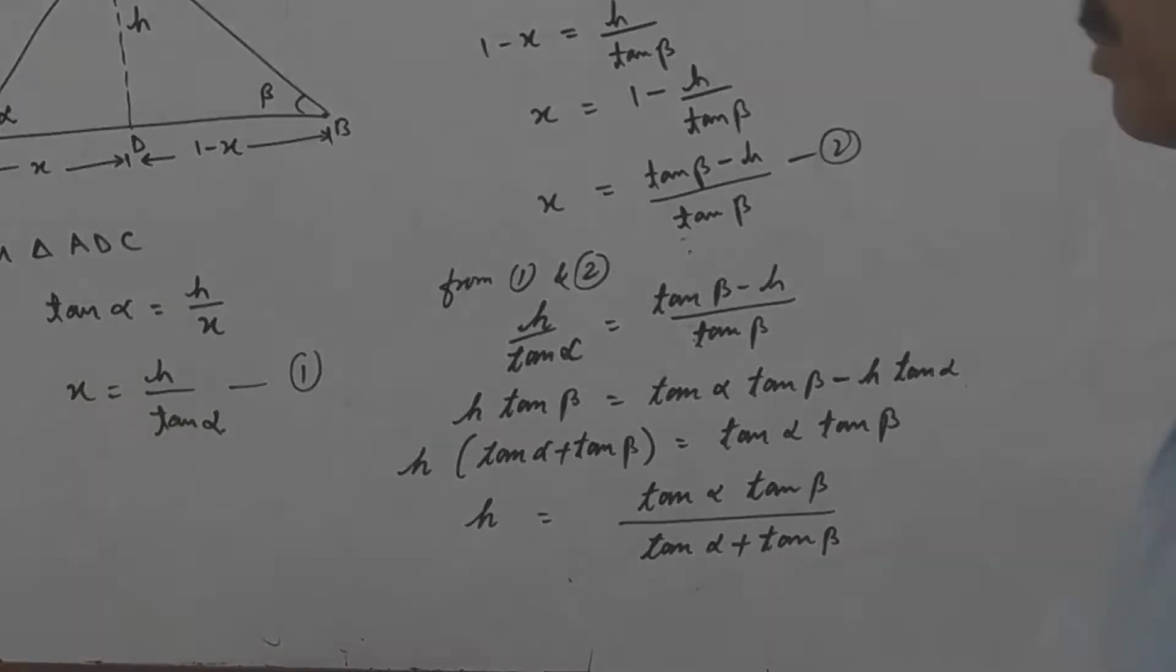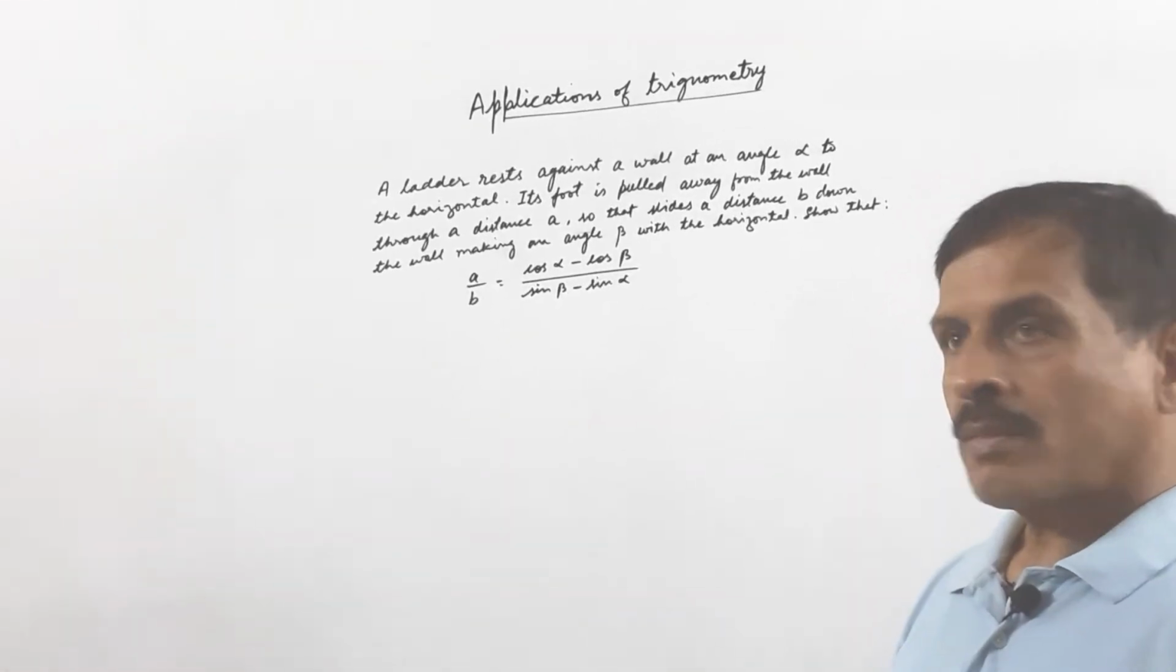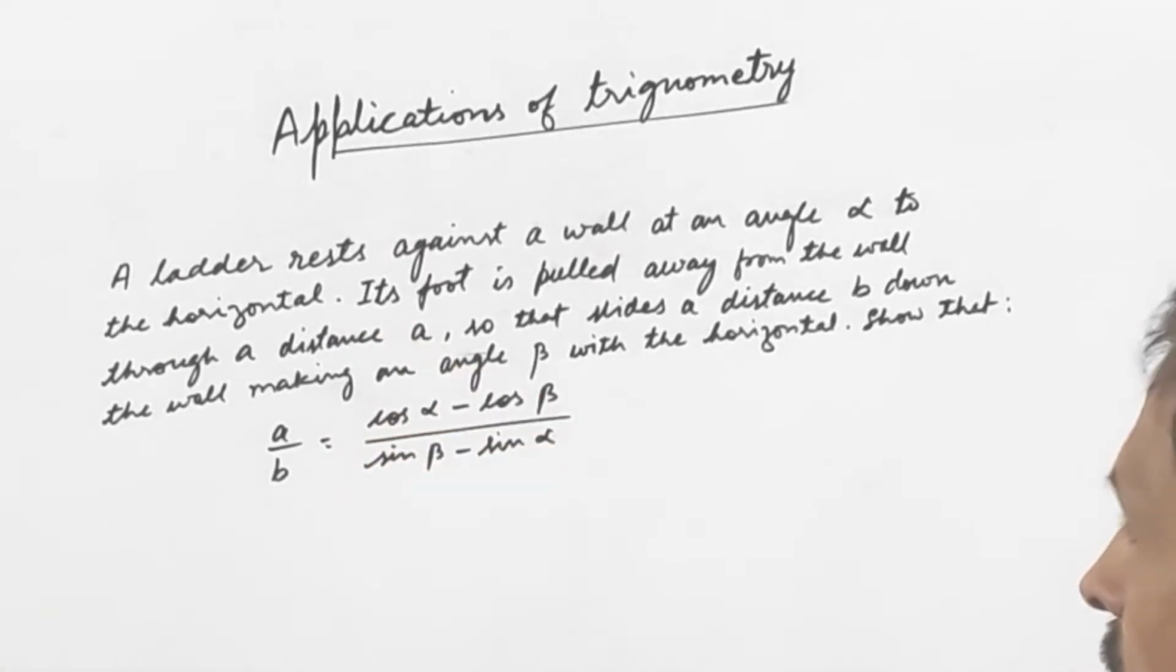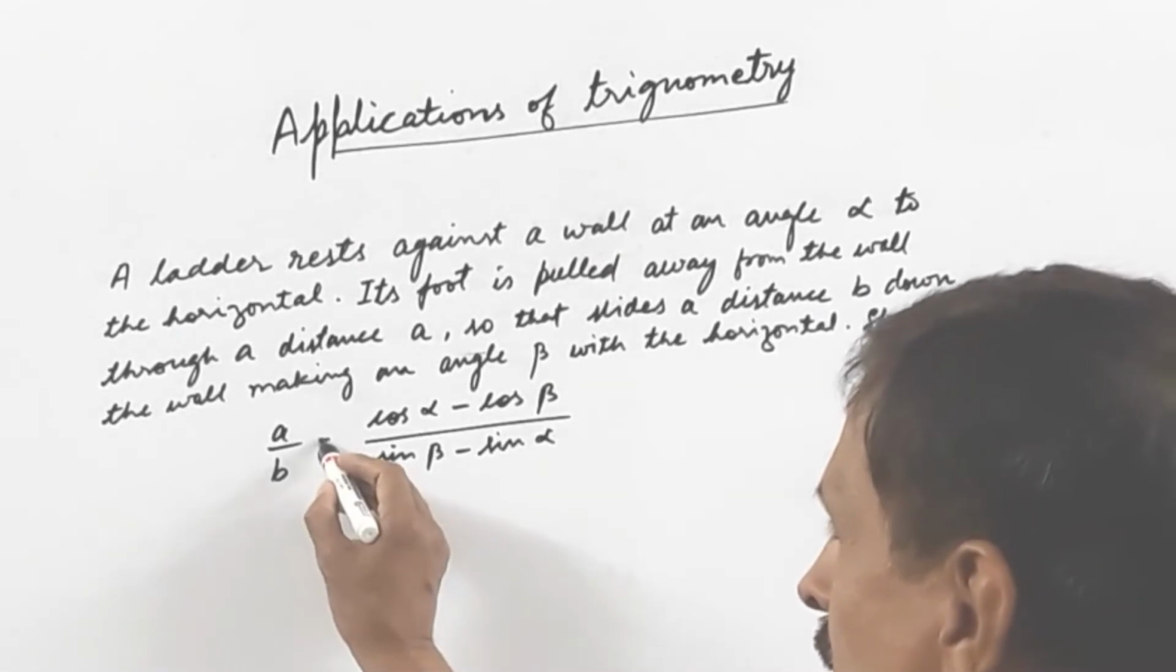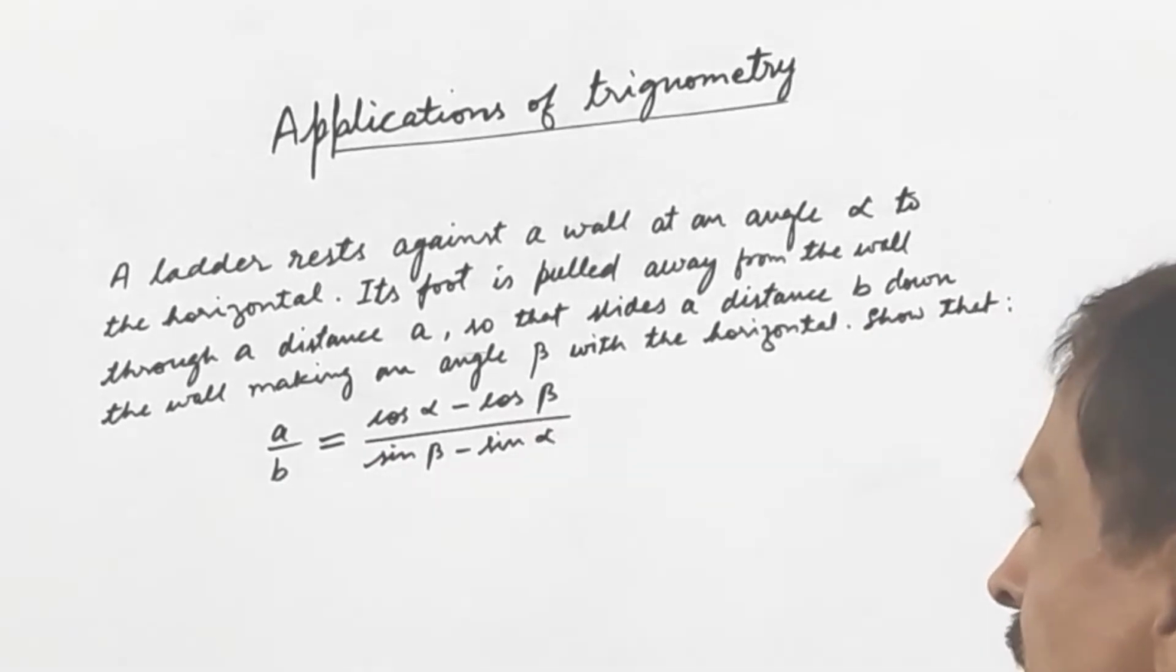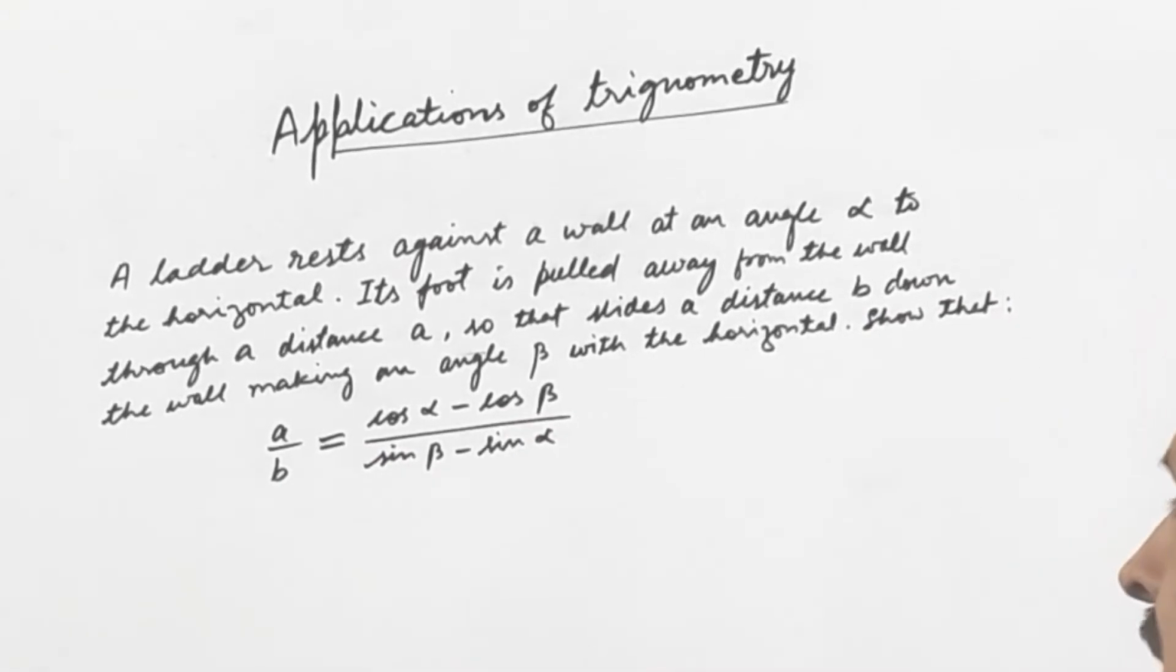Now in the next question, a ladder rests against a wall at an angle alpha to the horizontal. Its foot is pulled away from the wall through a distance a so that it slides a distance b down the wall, making an angle beta with the horizontal. Show that a upon b is equal to cos alpha minus cos beta upon sin beta minus sin alpha.